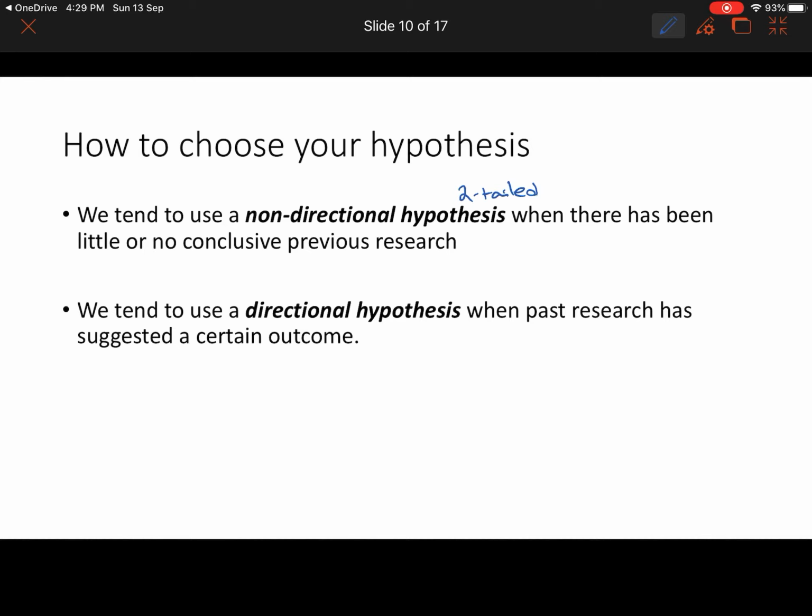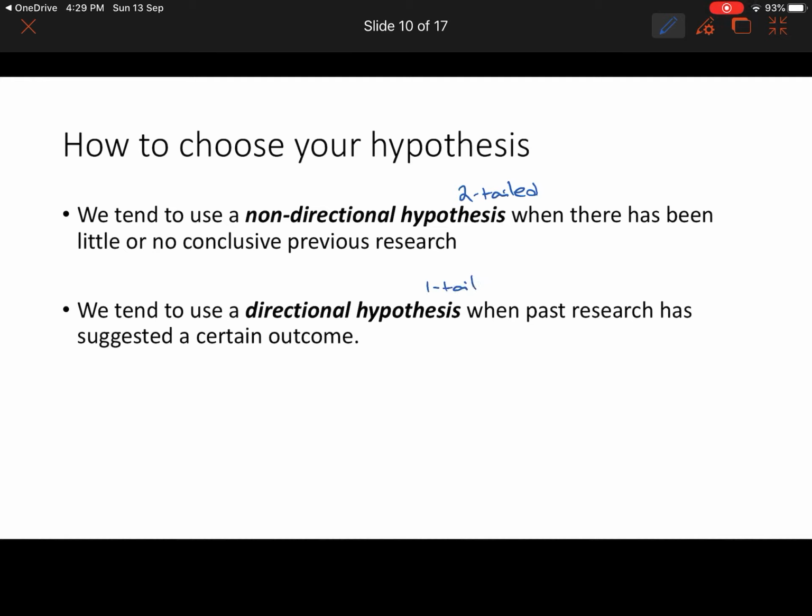when we actually don't know what effect the IV will have on the DV, or whether there's likely to be a correlation. So this happens when either there's been no past research into your investigation, your aims, or the previous research has been inconclusive. Perhaps there are mixed findings and it's still not clear which direction it's going to go, what exactly the effect the IV will have on the DV. So we use a non-directional when there's either little or non-conclusive past research.